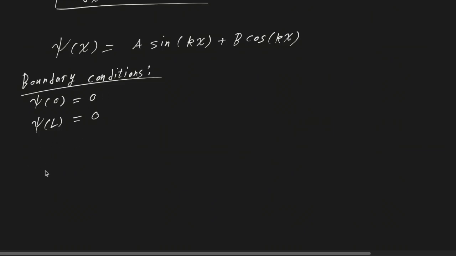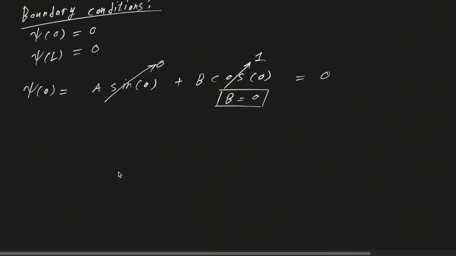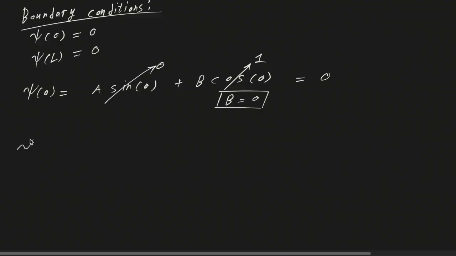Hence, from these two equations, the first one, psi of 0, will equal a sine of 0 plus b cosine of 0, which must equal 0. The sine of 0 is equal to 0, so this term disappears. The cosine of 0 is equal to 1, so this leaves that b must equal 0. The second equation tells us that psi must also vanish at x equal to L, so a sine kL must equal 0.